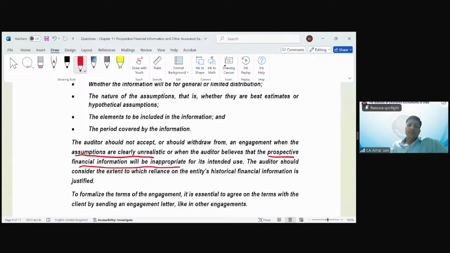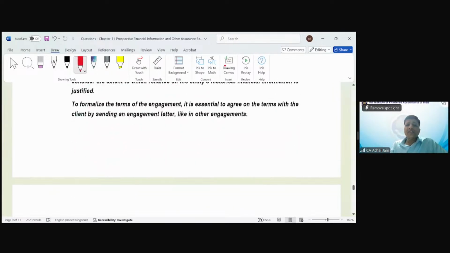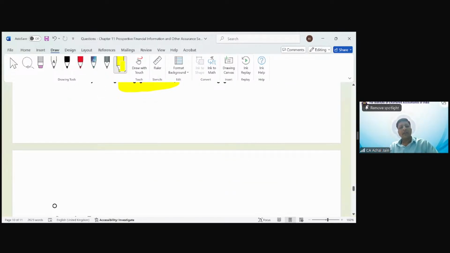Now, to formalize the terms of the engagement, it is essential to agree on the terms with the client. And how do you do that? Through an engagement letter. Yes or no? So that's similar to any other engagement that you have. Okay. So now what I'll do is I'll just pick up one more sort of case scenario.